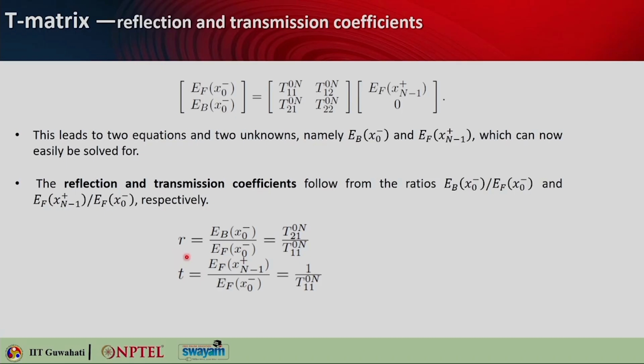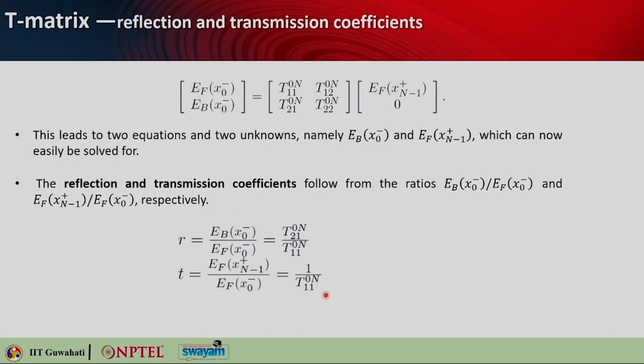the reflection coefficient. What about transmission? The transmission coefficient is nothing but this over the incident one. So EF xn minus 1 plus divided by EF x0 minus.